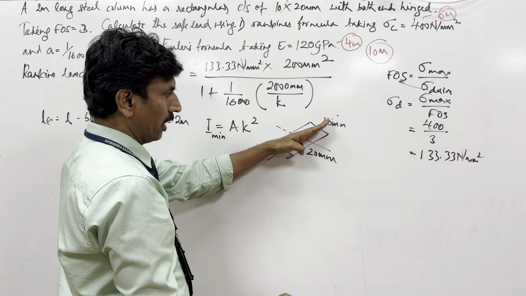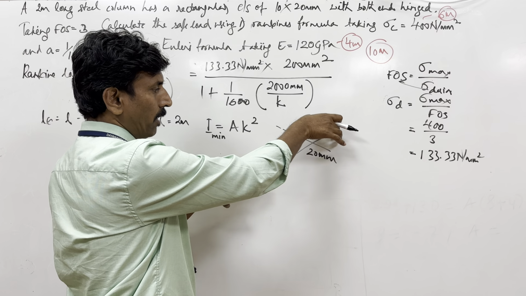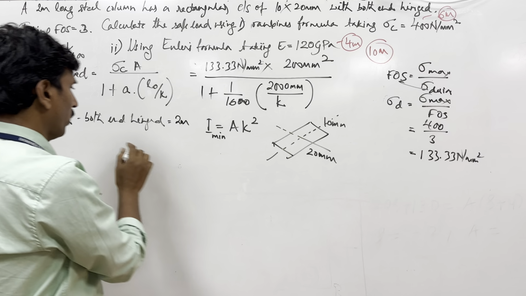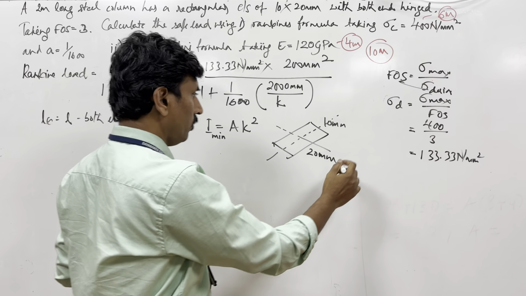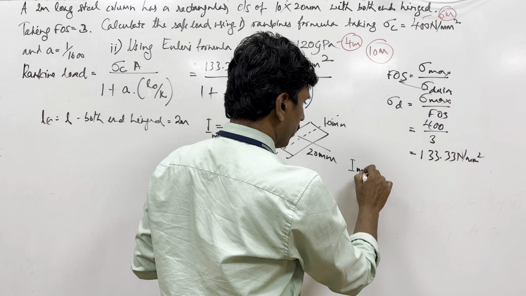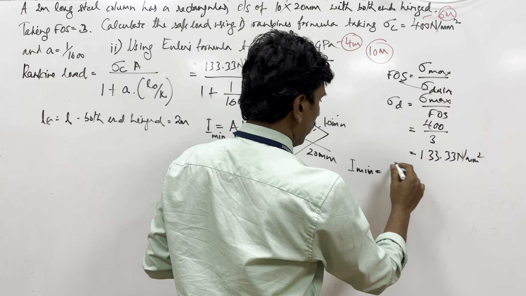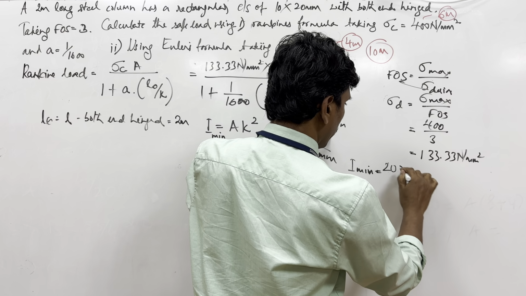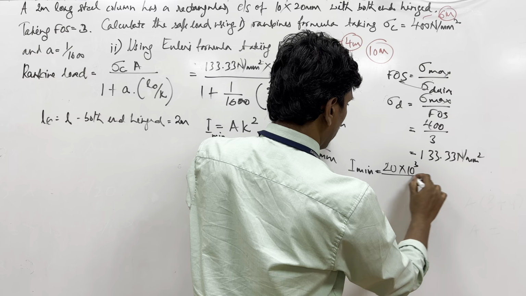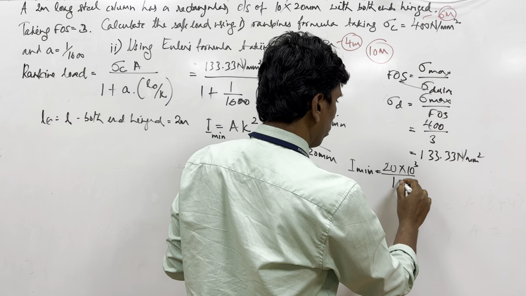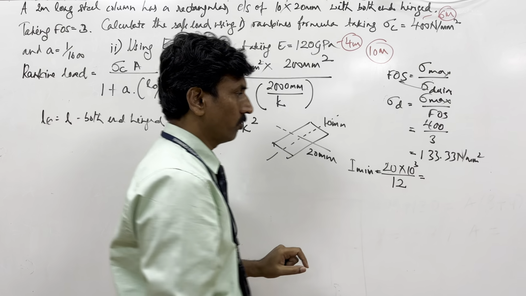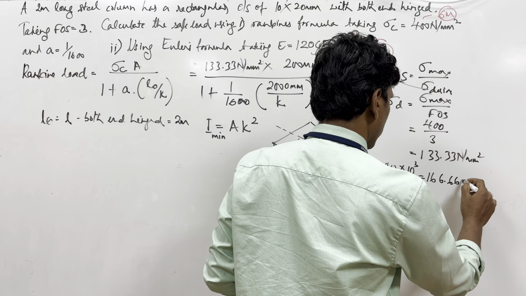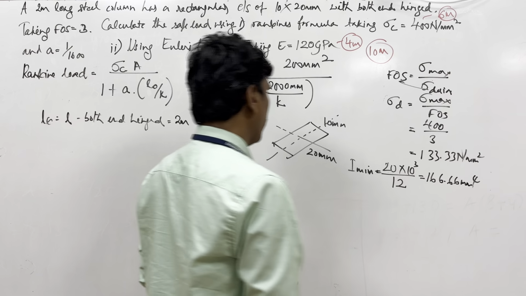You should take the least moment of inertia. So if I actually take like this, this becomes the depth, this becomes the breadth. So you should take that. So I minimum is, B should be taken as 20, and this should be taken as depth, divided by 12. What's the answer? 166.66 millimeter to the power of 4 I minimum.